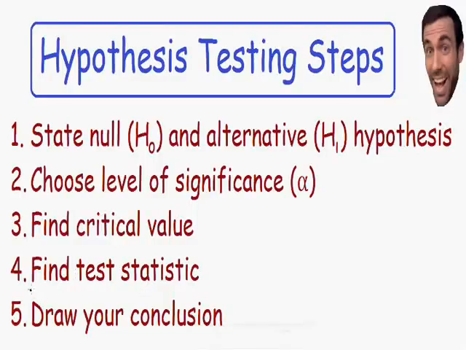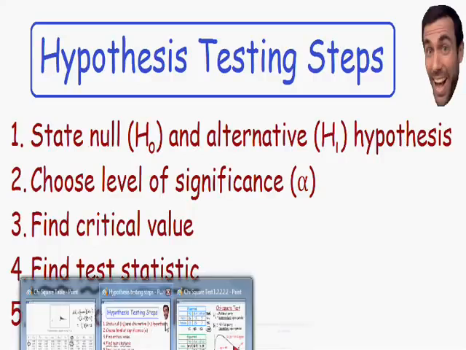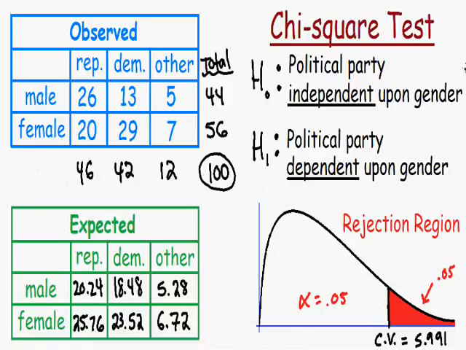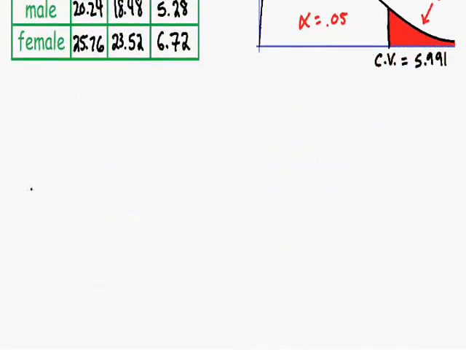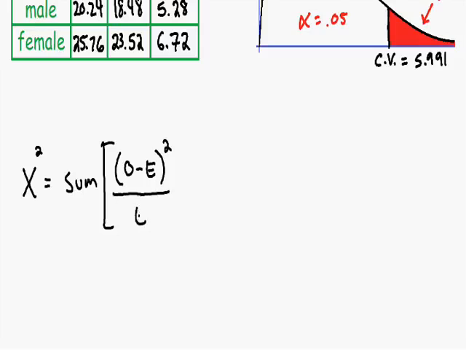Step number 4 says to find the test statistic. Now, since we're using a chi-squared test, this is going to be a chi-squared value. So let's go back to our example. To find this chi-squared value, we just need to use a formula. The symbol for chi-squared just looks like an x with a squared symbol on top. And the formula for chi-squared is equal to the sum of all of the observed values minus the expected values squared, and this is all divided by the expected value.